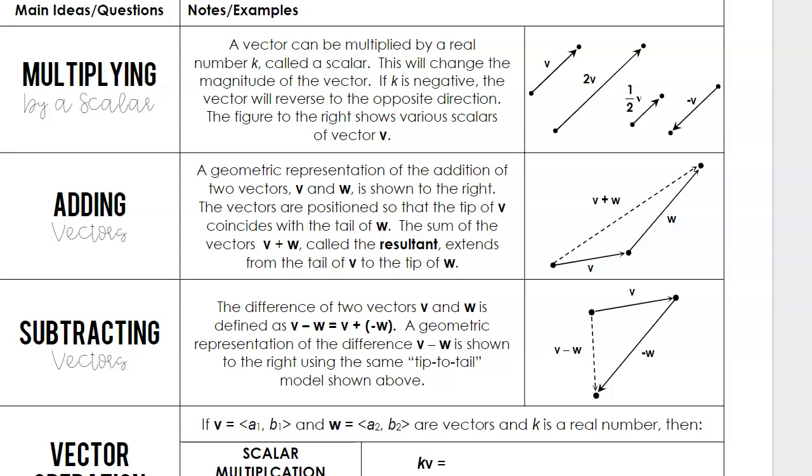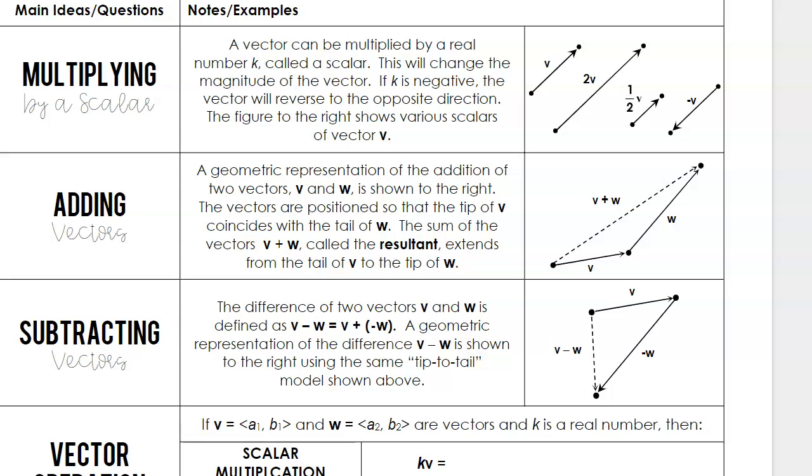So first, we're going to be multiplying, adding, and subtracting vectors. So that's taking two vectors and performing operations on them. Now, it behaves just like you would think it would behave. If you multiply a vector by 2, it's going to double in size. If you multiply by a half, it is going to be cut in half.